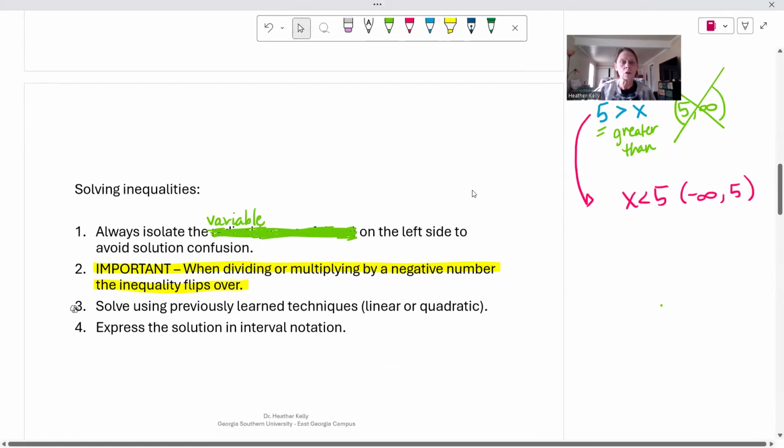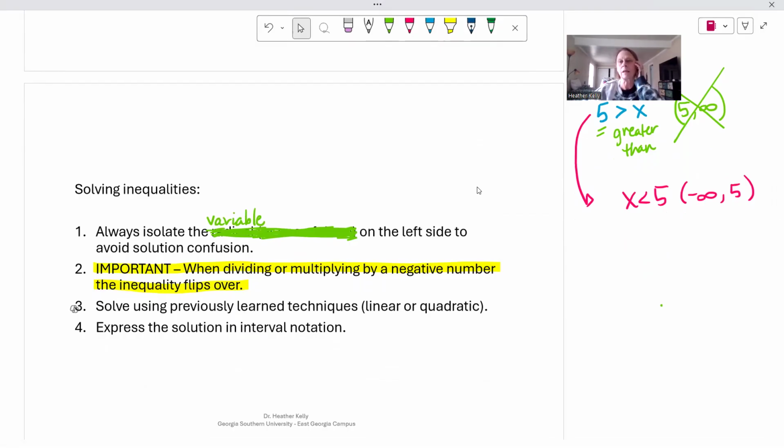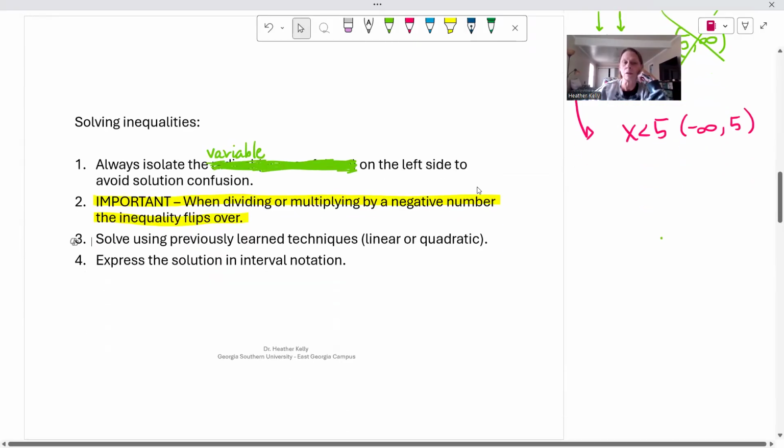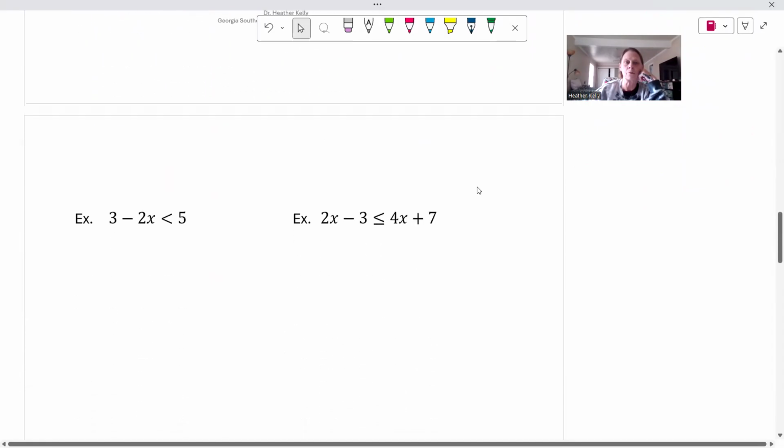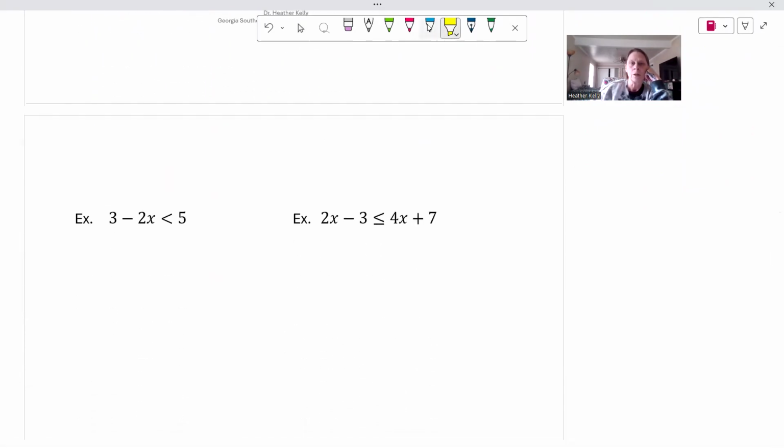And then, of course, we're just going to go ahead and solve like we have always solved, whatever the technique is. I don't really think that you guys are going to come across any true quadratic inequalities yet. I think that is something that we do in the first unit in pre-calculus. But either way, you want to also express the solution in interval notation. So let's get to our first examples here.